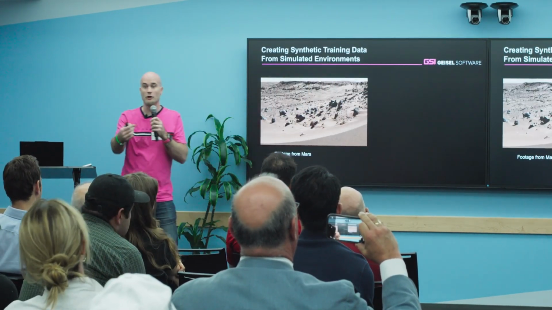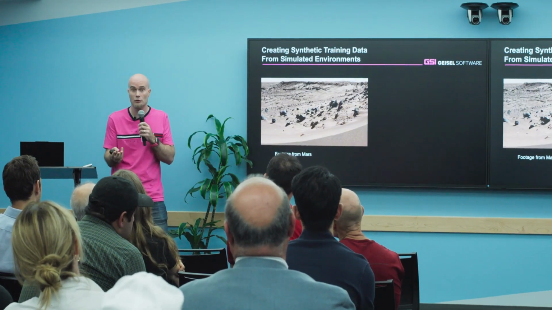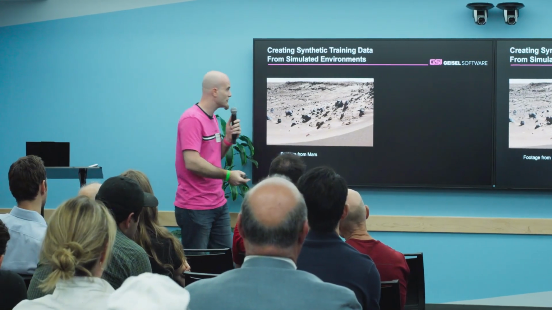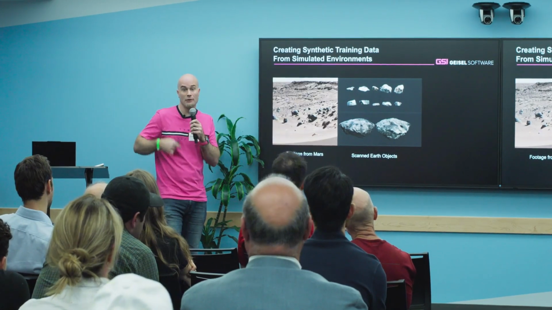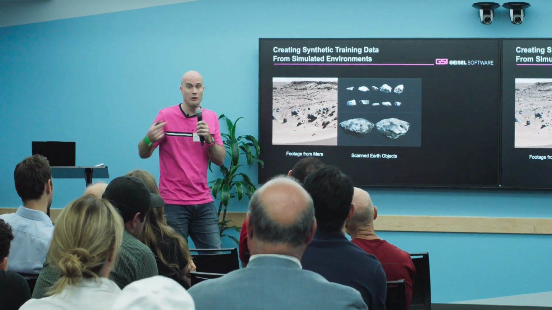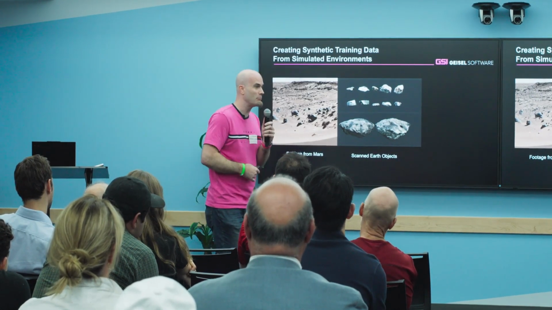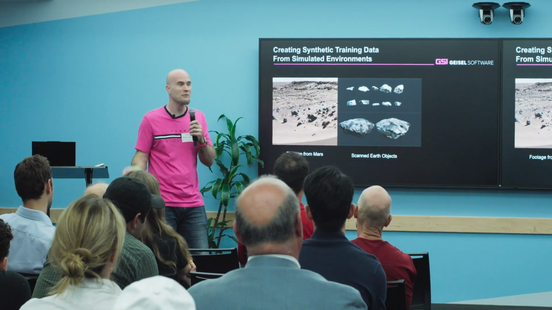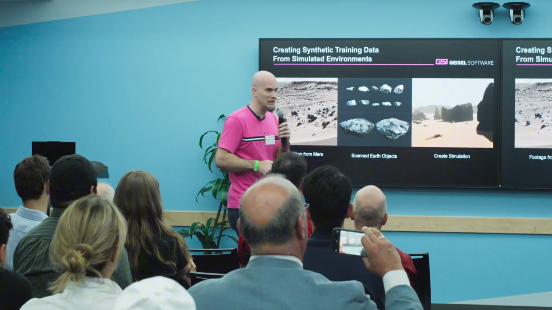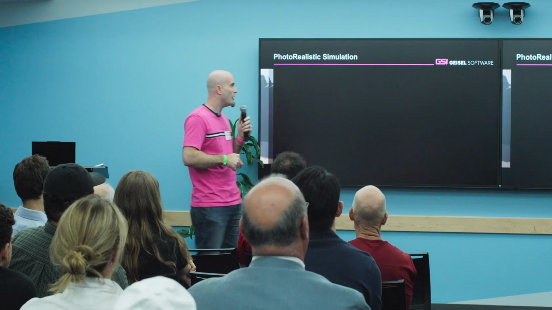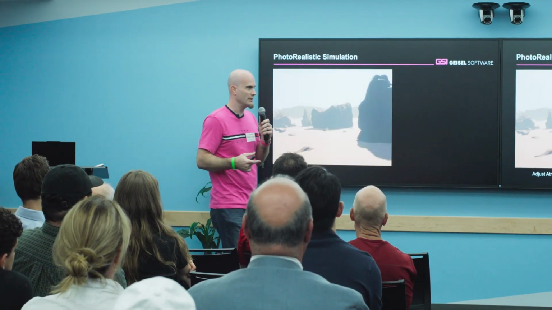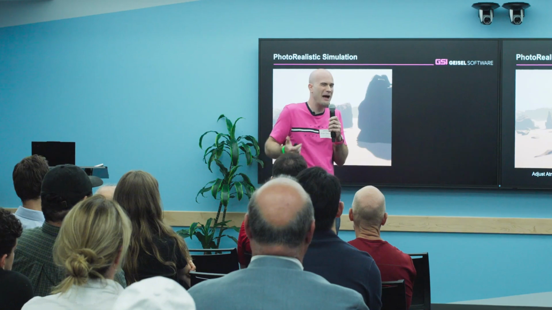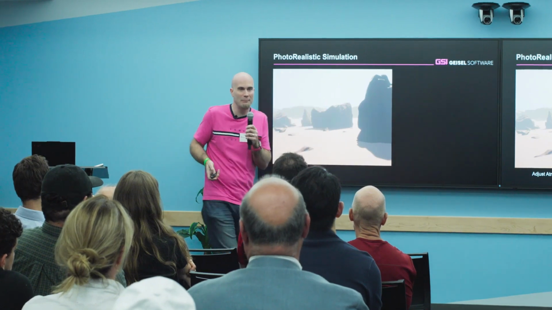Okay, footage from Mars. We're going to pull in actual footage from Mars. So we have some of that from the rovers that are on Mars now. We're going to take scanned Earth objects that are really good models of rocks that look a lot like the rocks that we're seeing on Mars. And then we pull those together into a simulation. Now, to make that photo realistic, we've got to start adjusting things. Mars has a different atmosphere. They have about 1/100th of our atmosphere.